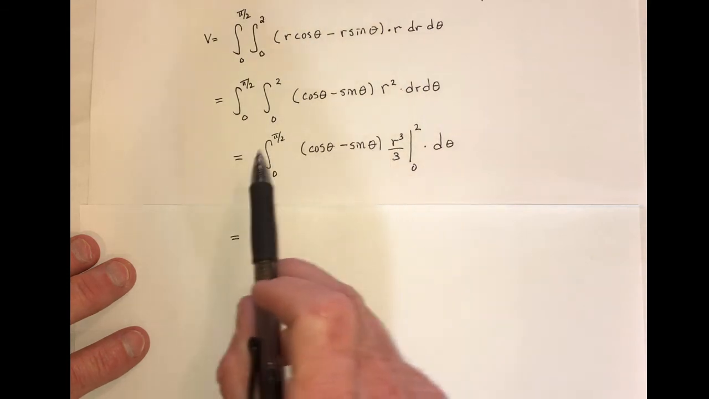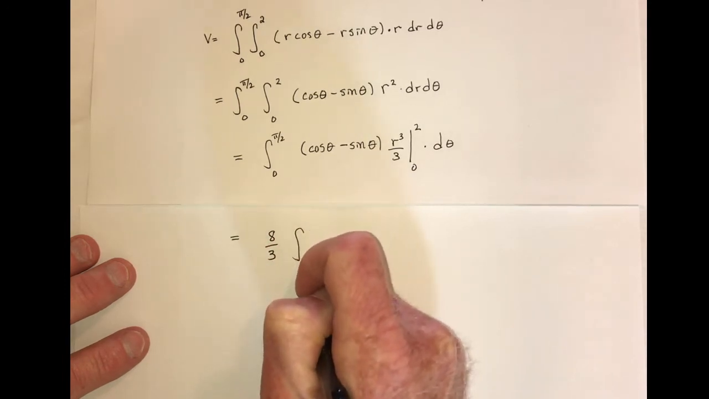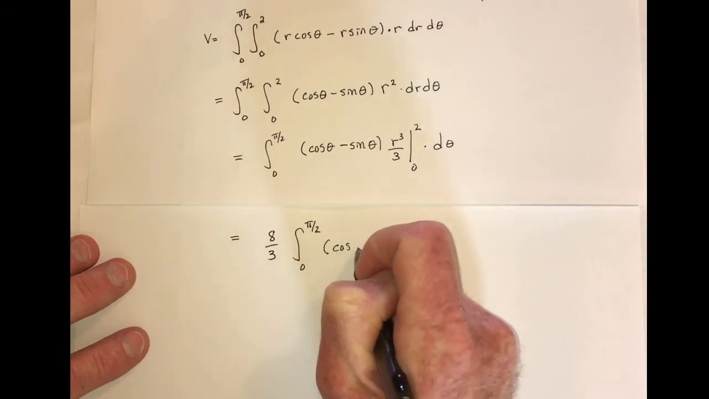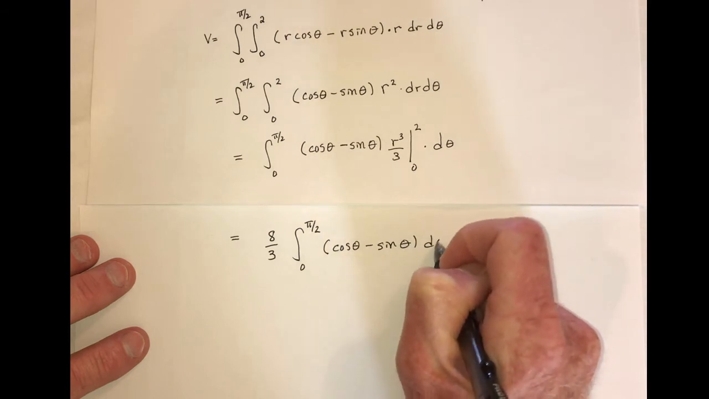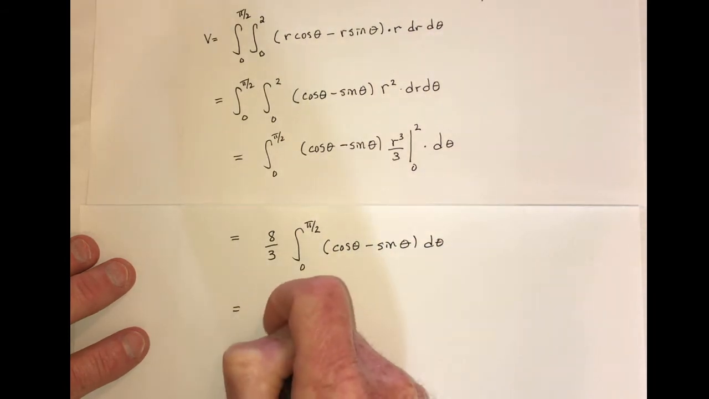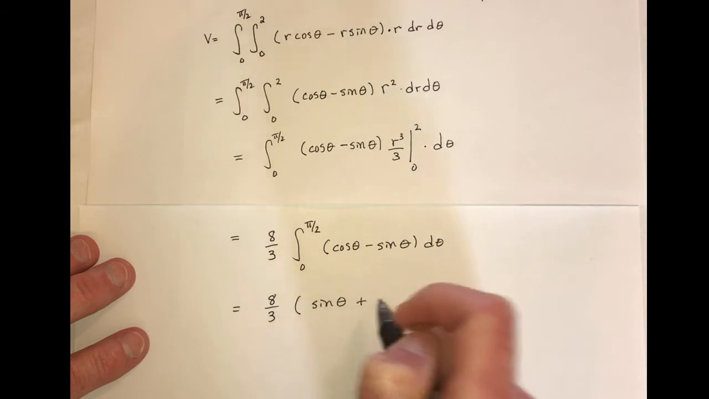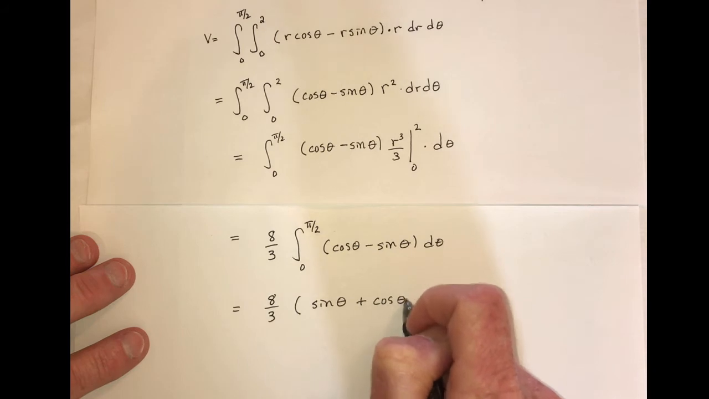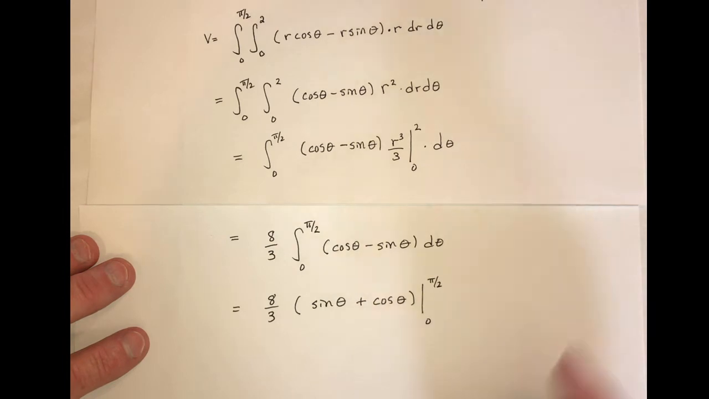And then that 8/3, you could factor it out. And then integrate cosine of theta minus sine of theta. So it's 8/3, and then the antiderivative for cosine is going to be sine of theta. And the antiderivative of negative sine is positive cosine. And then evaluate from 0 to pi over 2.